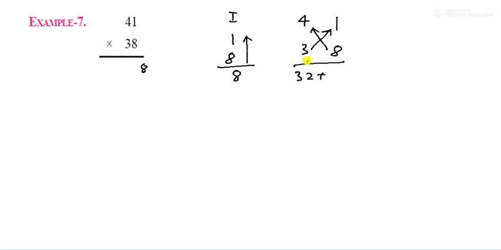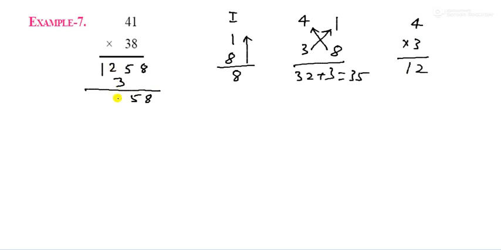So multiply diagonally. So 8 into 4 is 32 and 3 into 1 is 3. So it becomes 35. So 35, 5 is here and carry is 3. 3 is carried out. Now the right hand side, it is 4 and 3 into. So 4 into 3 is 12. So here you can write the 12.